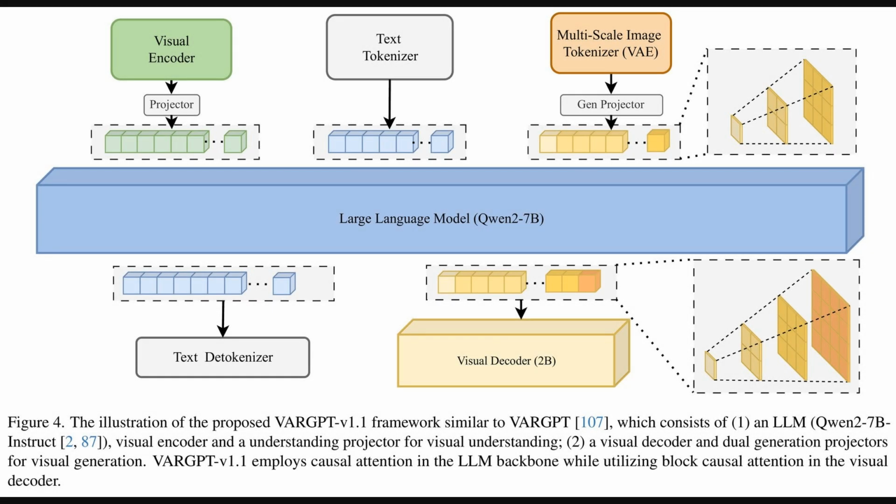So we've seen how well it performs, but how is it actually put together? This diagram gives us a look under the hood at the architecture. You can see that upgraded Qwen2-7B large language model right in the middle. For understanding, it takes input from a visual encoder and a text tokenizer. But for generation, it uses a different path involving a multi-scale image tokenizer, which is a VAE, and then outputs through an extra 2 billion parameter visual decoder. This decoder generates the image across multiple scales, as shown, so it visually separates those understanding and generation pathways.